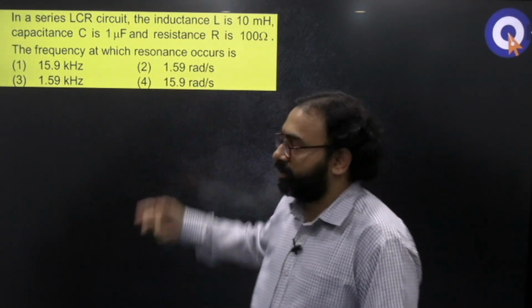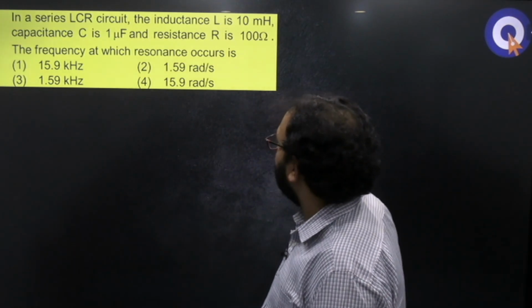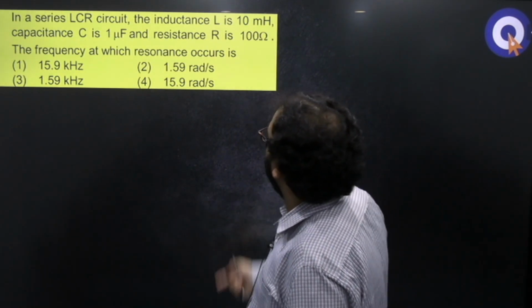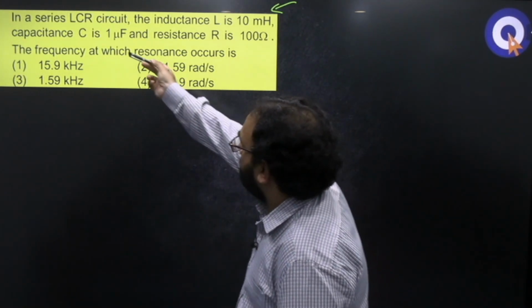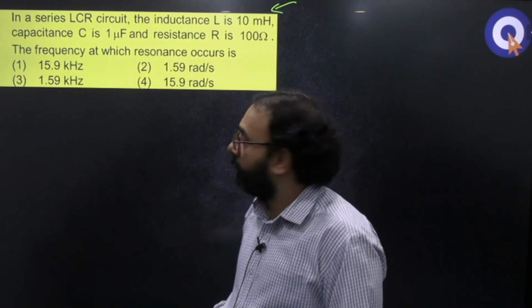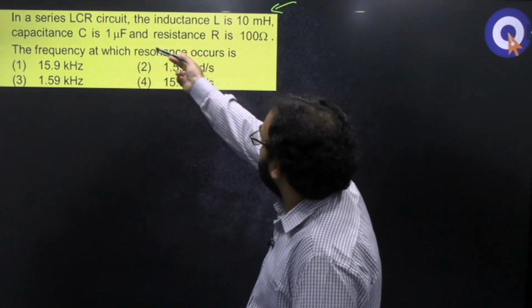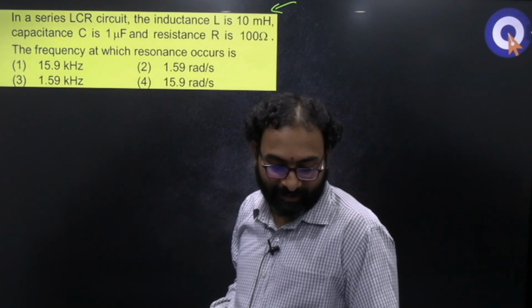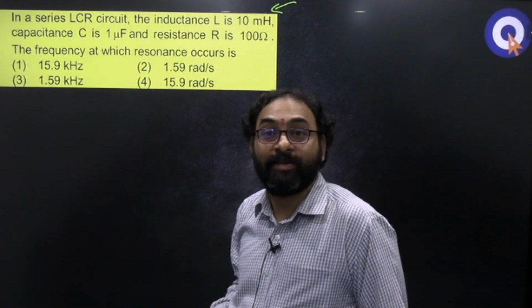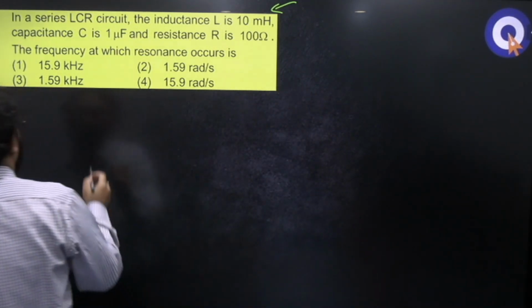Next question, we'll see the next question. In an LCR series circuit, inductance is given: inductance 10 millihenry, capacitance 1 microfarad, resistance 100 ohm. The frequency at which resonance occurs. So let us calculate the resonating frequency.